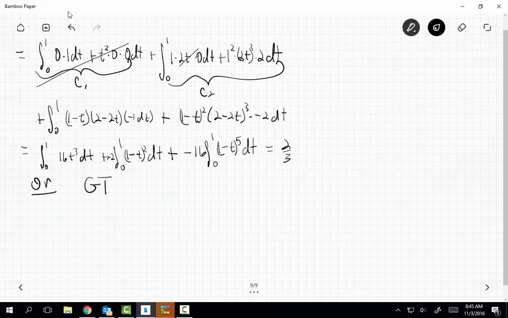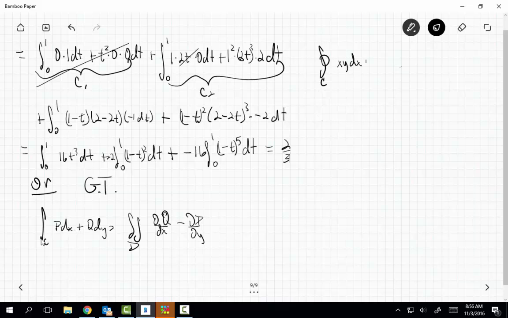Or using Green's theorem, and what's Green's theorem say? Well, Green's theorem says the line integral over C of P dx plus Q dy is equal to the double integral over D of the partial of Q with respect to x, minus the partial of P with respect to y. So remember, this is our positively oriented connected curve around C, of xy dx plus x squared y cubed dy.